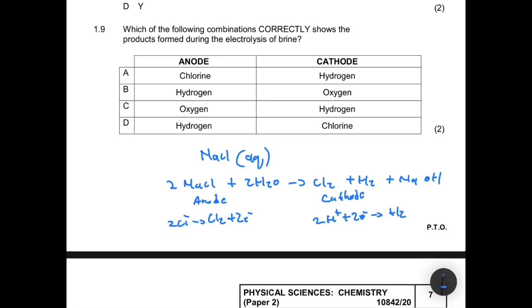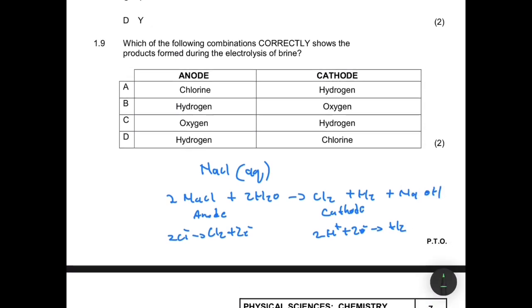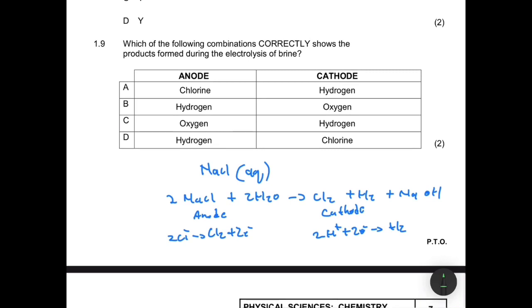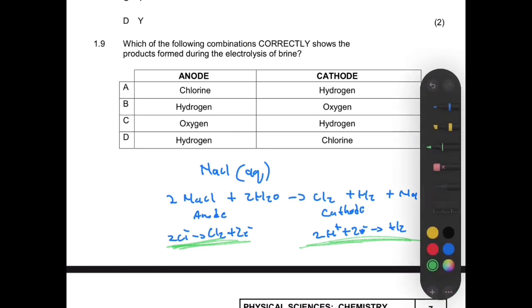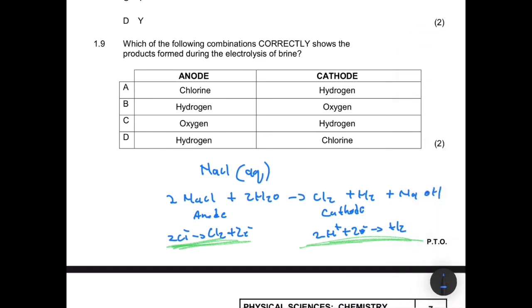This is what's happening in the grand scheme of things, just to make a summary of the reaction. So clearly, now we're looking for an option that says at the anode, we get chlorine, and on the cathode, we get hydrogen. Option A says that on the anode, we get chlorine, and on the cathode, we get hydrogen. So the answer here is option A, based on these brine equations that we have.